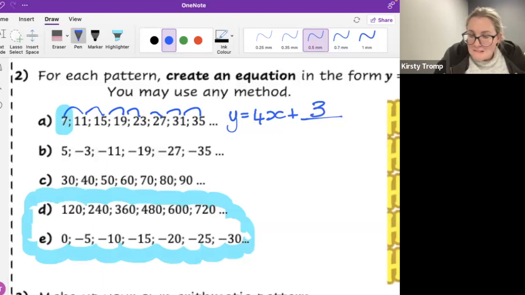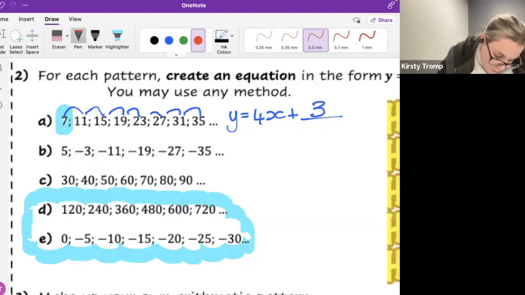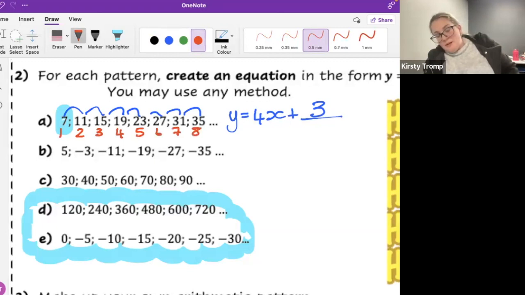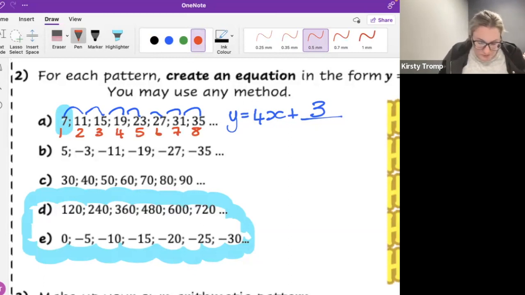Ma'am, can you please also repeat how to get from 11 to 15? Of course I can. Remember that this here is term 1, this is term 2, term 3, term 4, 5, 6, 7, 8. Do you agree? Yes, ma'am. So what's 4 times 2? 4 times 2 is 8. And what's 8 plus 3?